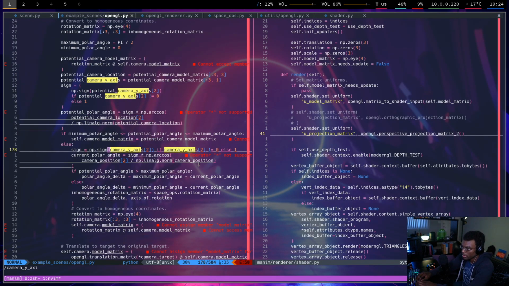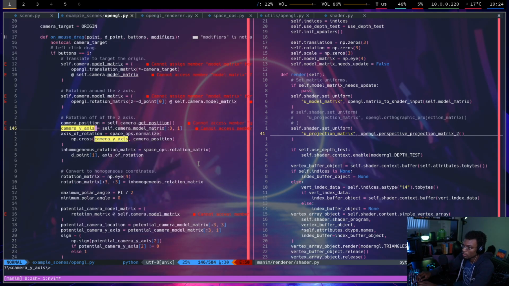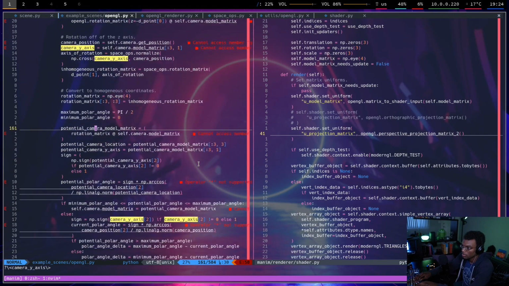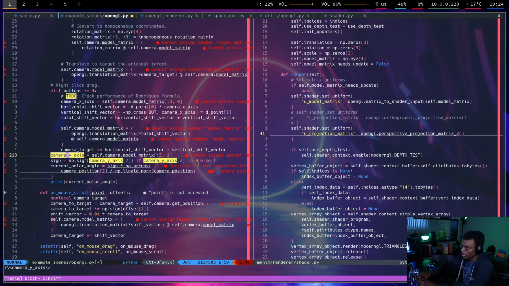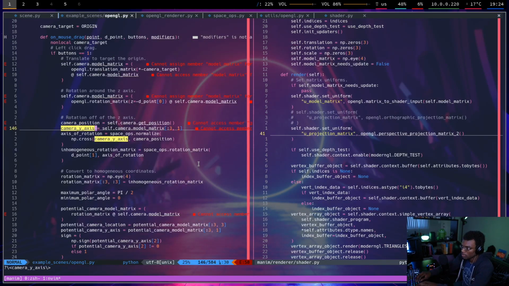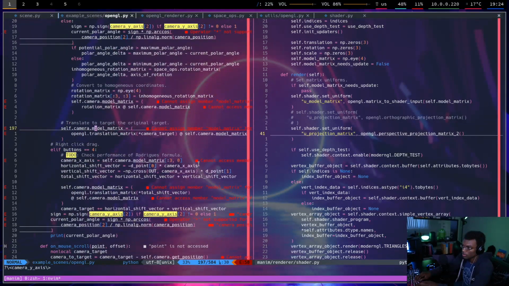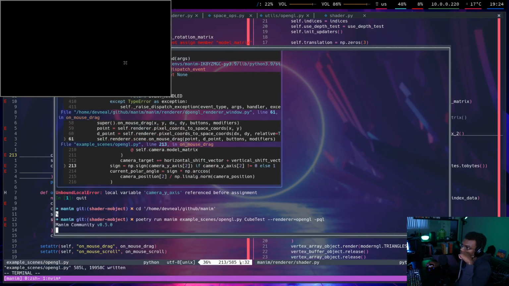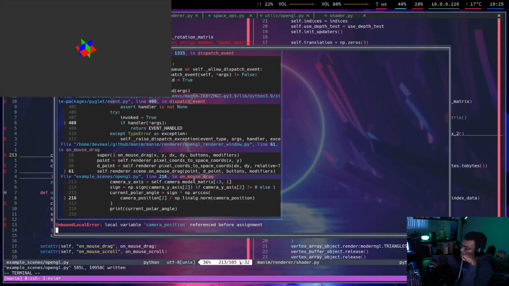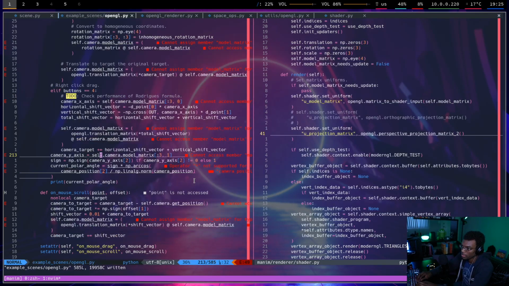Where's the actual camera y-axis? Here. Okay, so get the camera y-axis. Okay, this. Okay, this should... Nope, same thing. What do we got? No camera position. Where is it looking at the camera position?